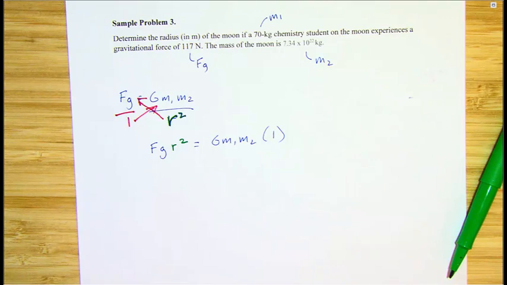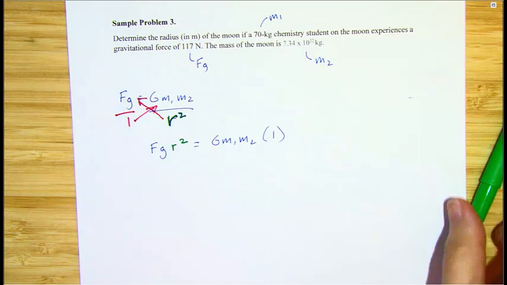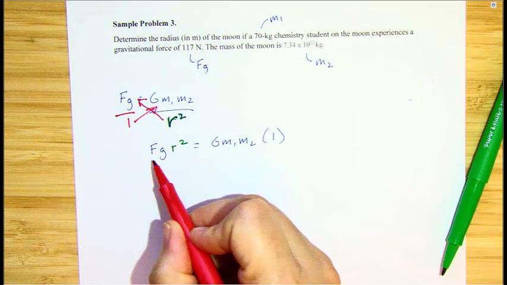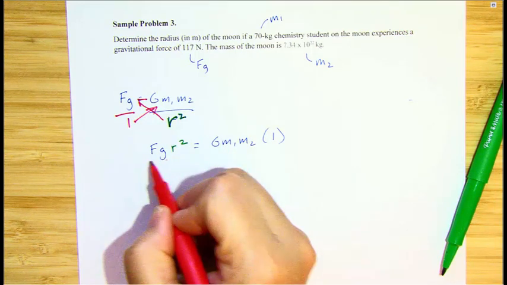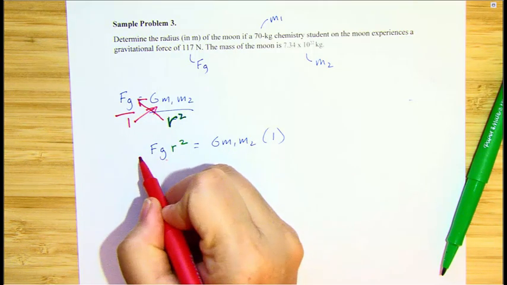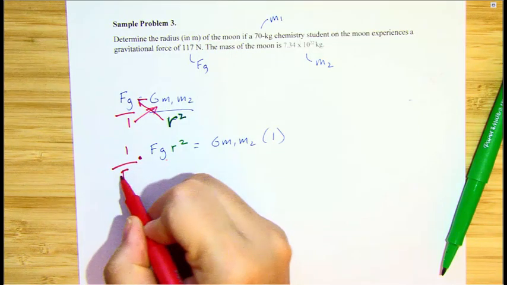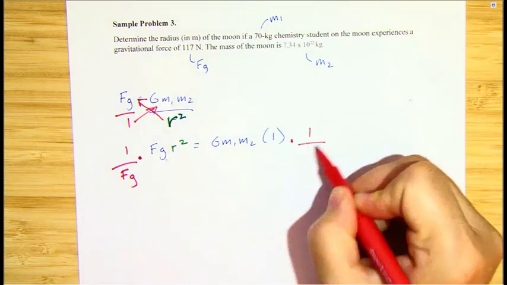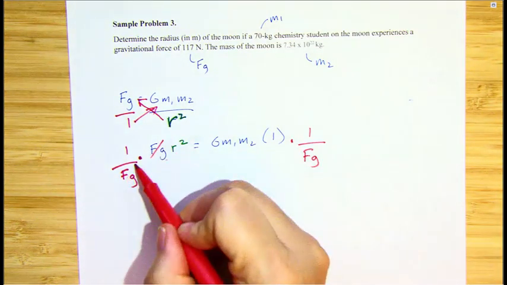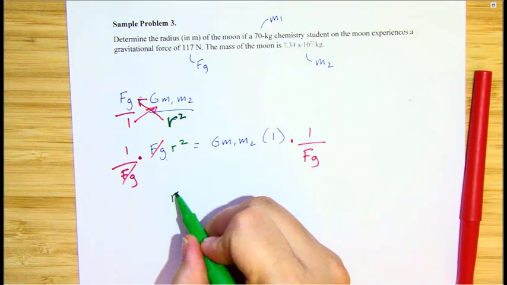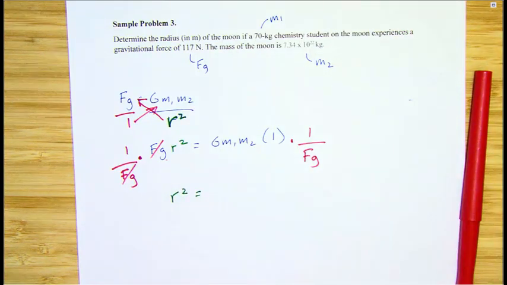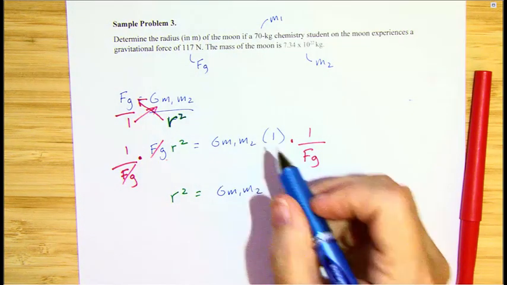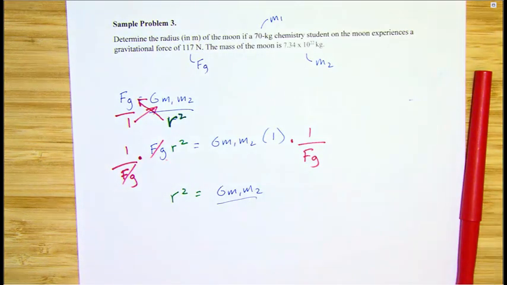So remember what we did last time. To get the number out of the denominator, we wanted to isolate the variable. We want to isolate r squared. Right now it's being multiplied by Fg. So the way to isolate it is if it's being multiplied by Fg, we need to divide by Fg. And generally you can't just do this unless you do the same thing to each side. So Fg cancels out, and we end up with r squared is equal to G m1 m2, again, multiplied by 1 is itself, all over Fg.